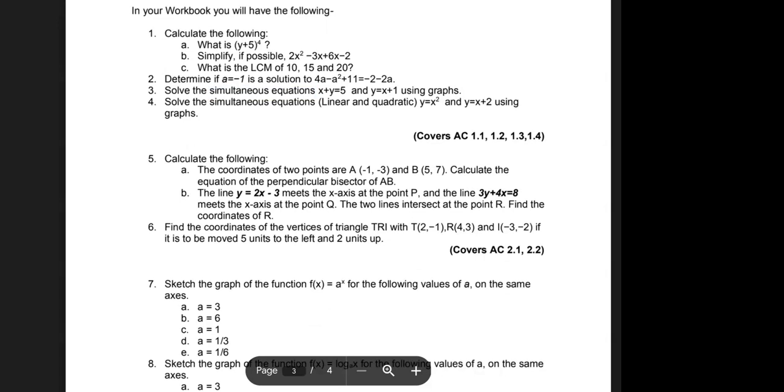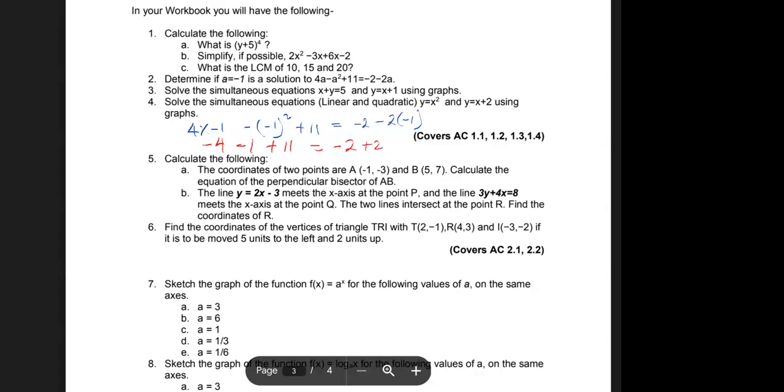So determine if A equals -1, the solution for this one. Anywhere you see A, just put -1 there. So it's going to go like 4 times -1 minus -1 all squared, plus 11 equals -2, -2, -1. So that's going to be what? -4. -1 squared is going to be what? 1. That's going to be -1 plus 11 equals -2 plus 2.